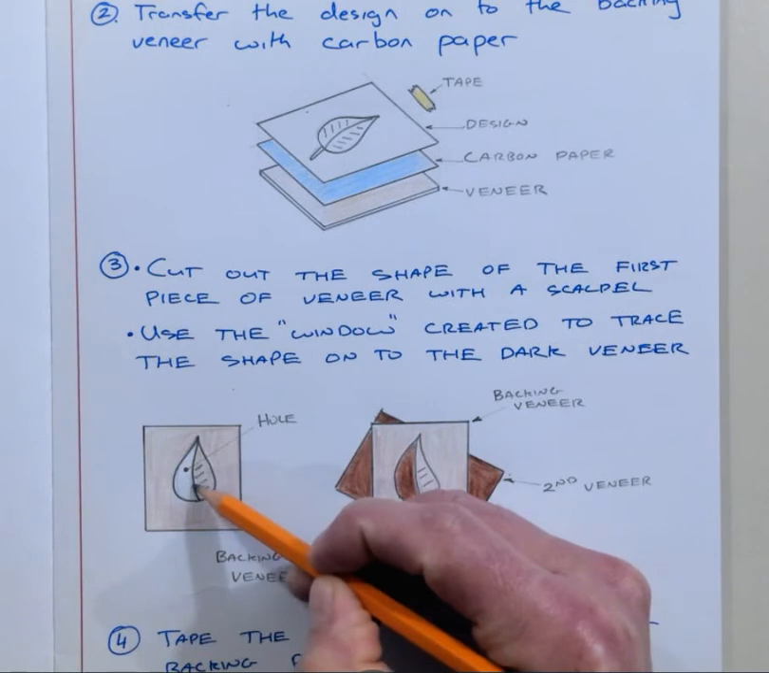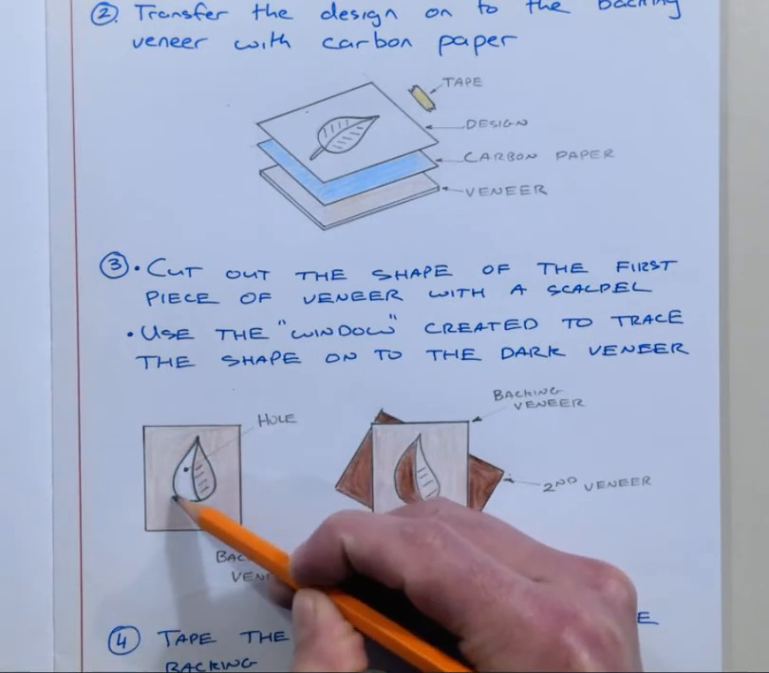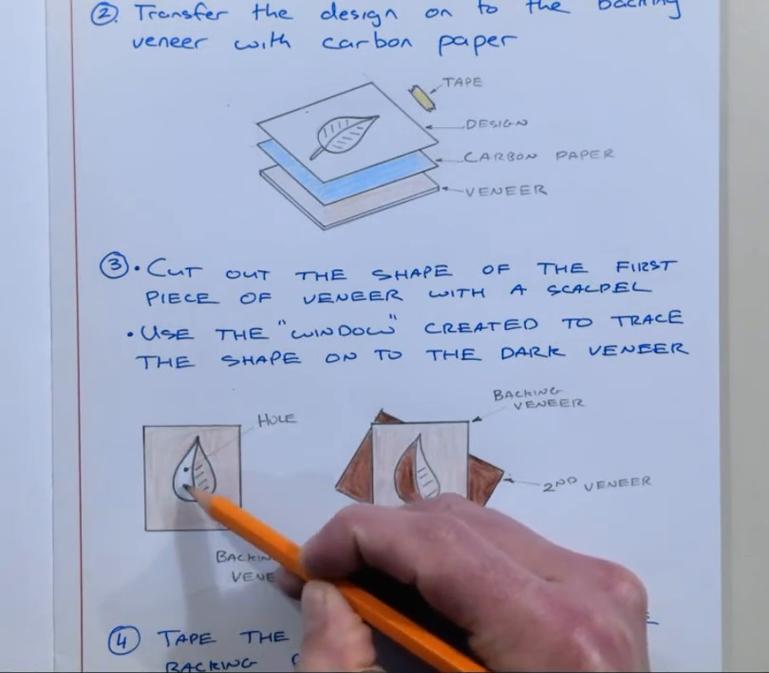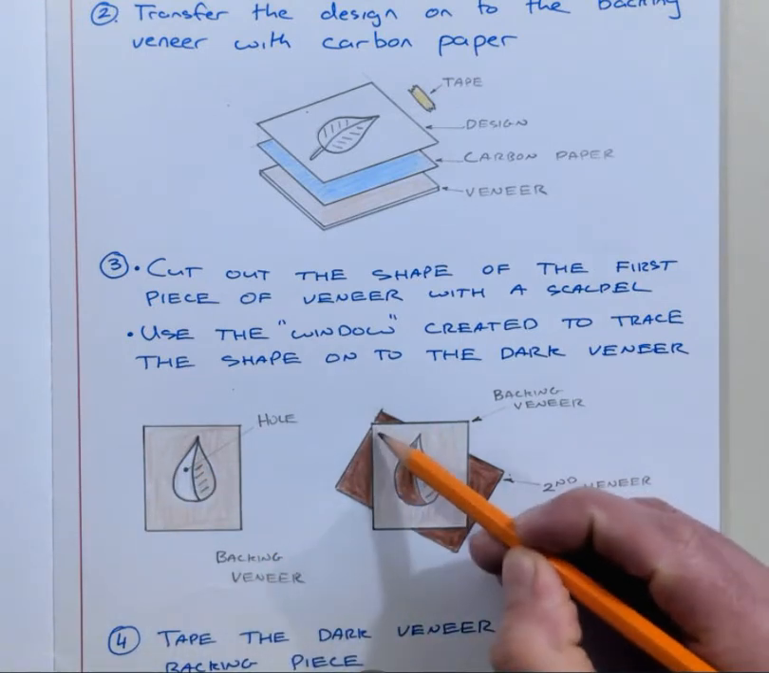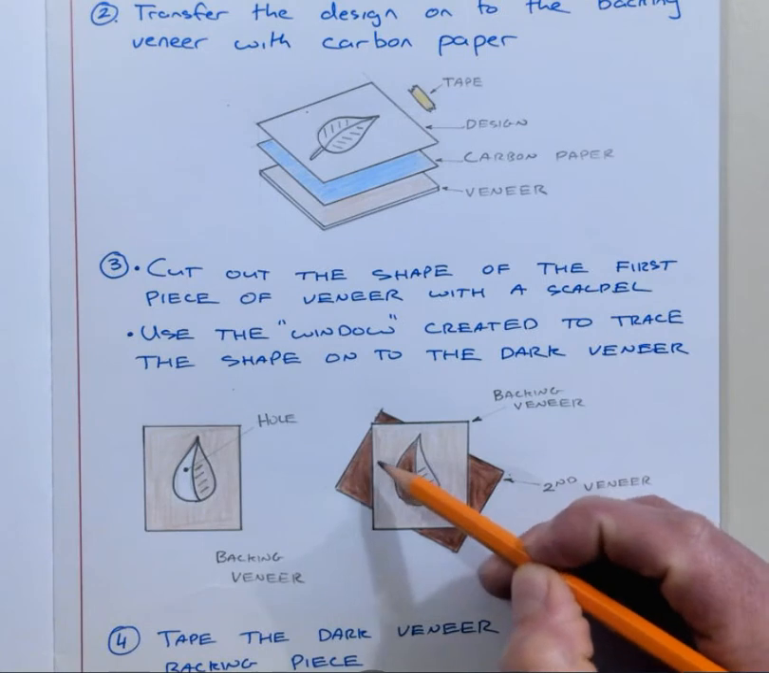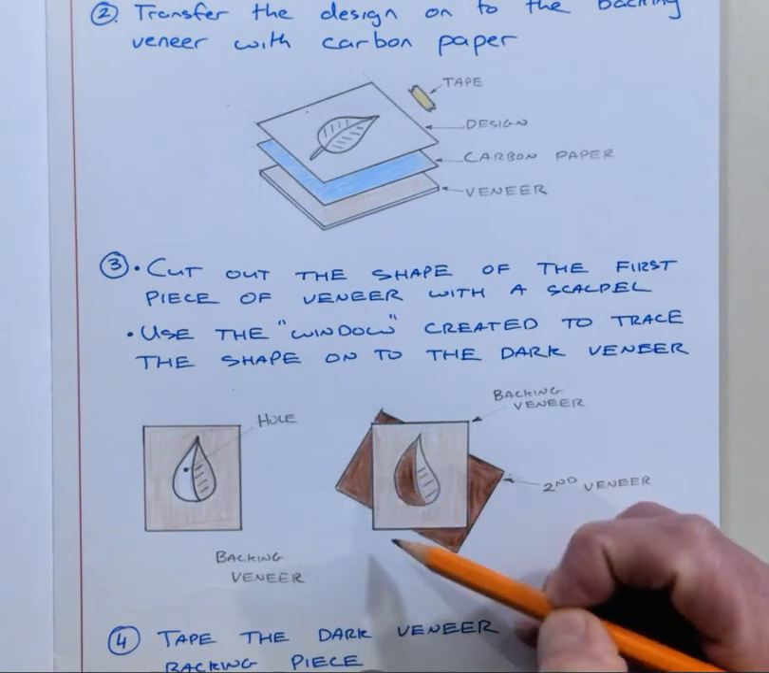So you cut one half of the leaf out. So you cut this piece of the leaf out. You've got a hole left. You take your backing veneer piece and you lay it on top of a second piece of veneer. So I've got a different piece of veneer here, the brown veneer.